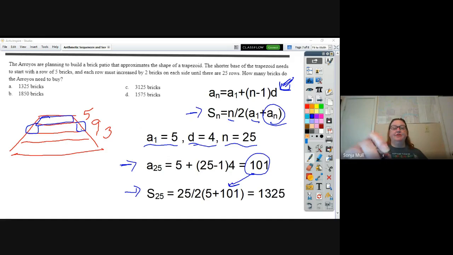Okay, so that's it for arithmetic sequences and series. Again, it's just formulas. You've got to know the formulas, write them down, and then the rest of it is all algebra stuff.